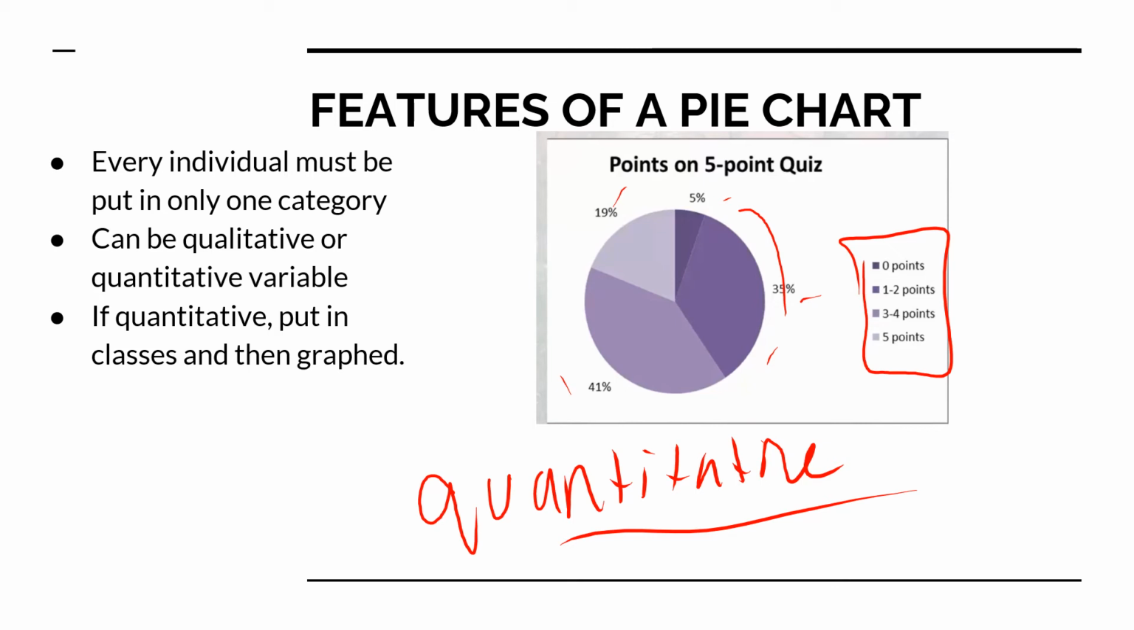So the main thing about pie charts is that everyone has to fit into just one category. You can't be part of anything else. You can't be part of both. You can't say yes and no. You can't get 2 points and also 5 points. You can't be part of both groups. They're mutually exclusive. Okay, all right, let's move on.